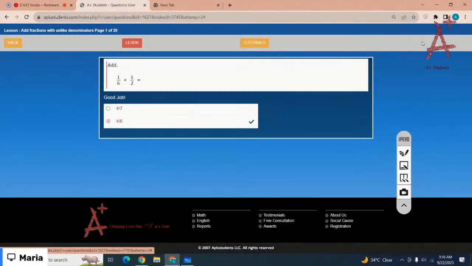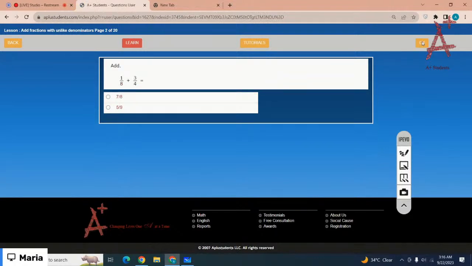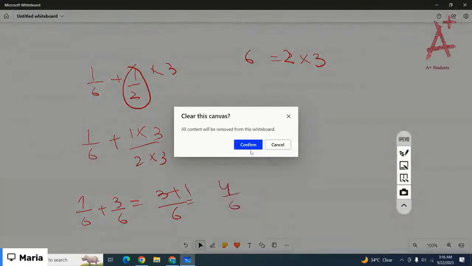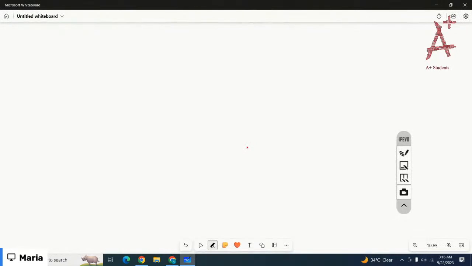Let's just do another example. That would be 1 by 8 plus 3 by 4. Okay, which is the common denominator? What do we have to do?